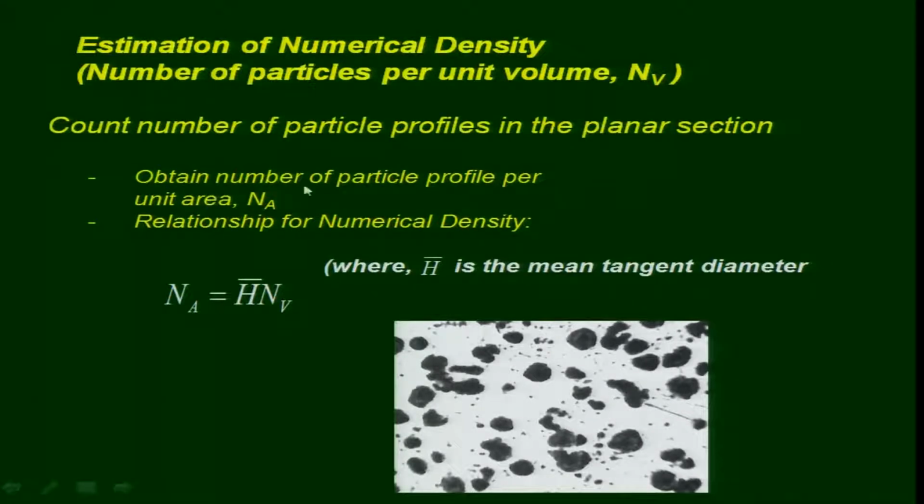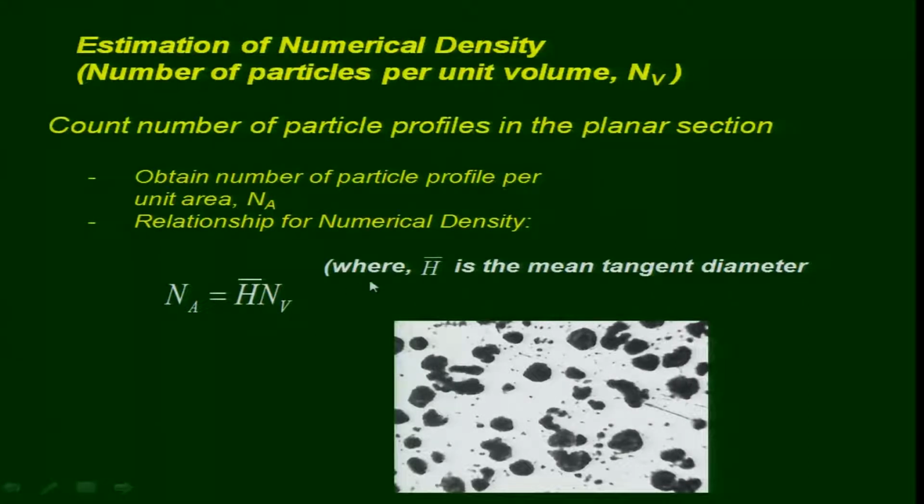So, we obtain the number of particle profiles per unit area, and how to relate it to the number of particles per unit volume. Well, this relationship that was there was wrong, I have corrected it. So, the number of particle profiles per unit area that we measure on the 2-dimensional section is related to h bar, which is the mean tangent diameter of these particles, times the number of particles per unit volume.